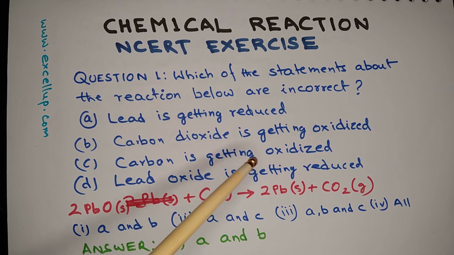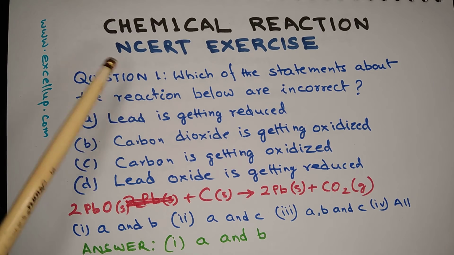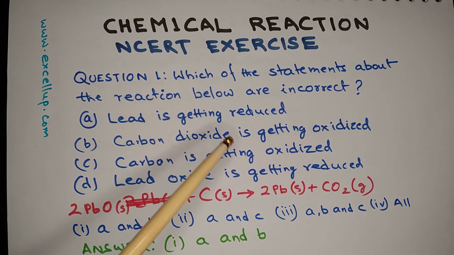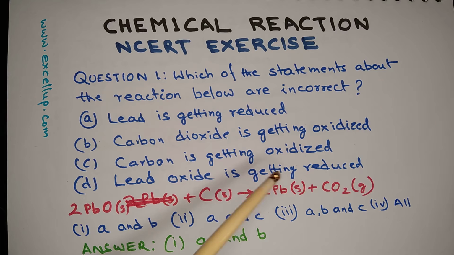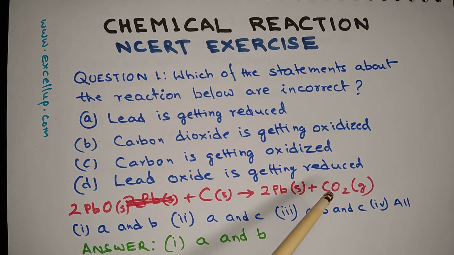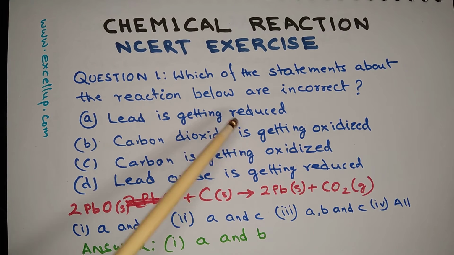In this case, we can easily rule out the incorrect options. So, for example, A says that lead is getting reduced and B says that carbon dioxide is getting oxidized. Both lead and carbon dioxide are the products of this chemical reaction, so they are not undergoing transformation. So these two statements are incorrect.